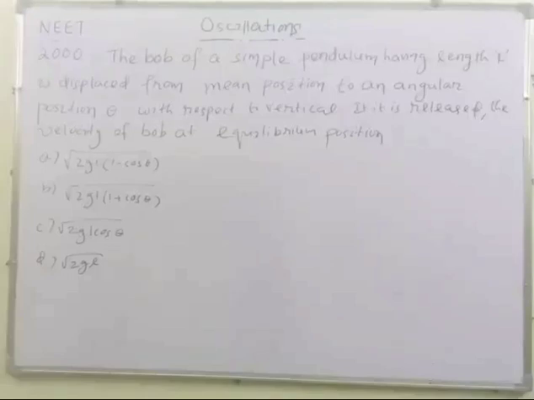Students, this question was asked in the year 2000 from the chapter Oscillations in NEET exam. The bob of a simple pendulum having length L is displaced from mean position to an angular position theta with respect to vertical. It is released. The velocity of bob at equilibrium position.